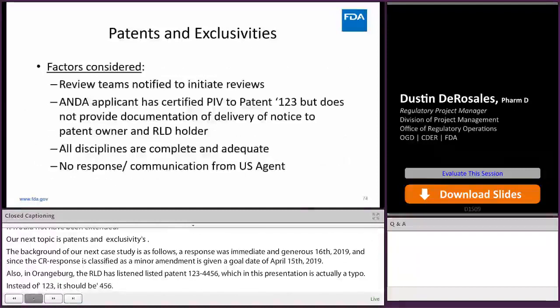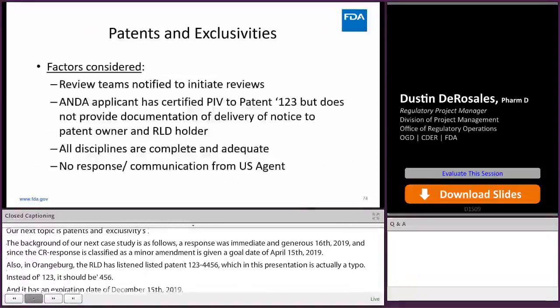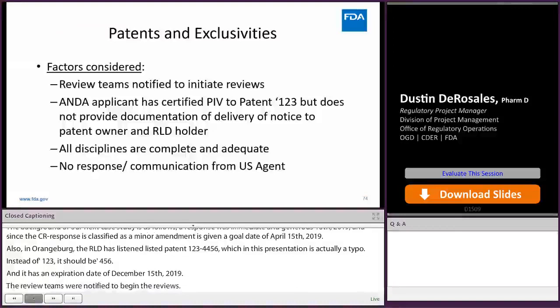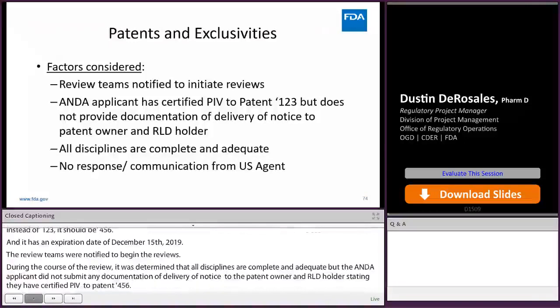The review teams were notified to begin the reviews. During the course of the review, it was determined that all disciplines are complete and adequate, but the ANDA applicant did not submit the documentation of delivery of notice to the patent owner and RLD holder stating that they have certified P4 to patent 456. Again, the RPM usually contacts the ANDA holder and requests such information, but in this case, there was no response.